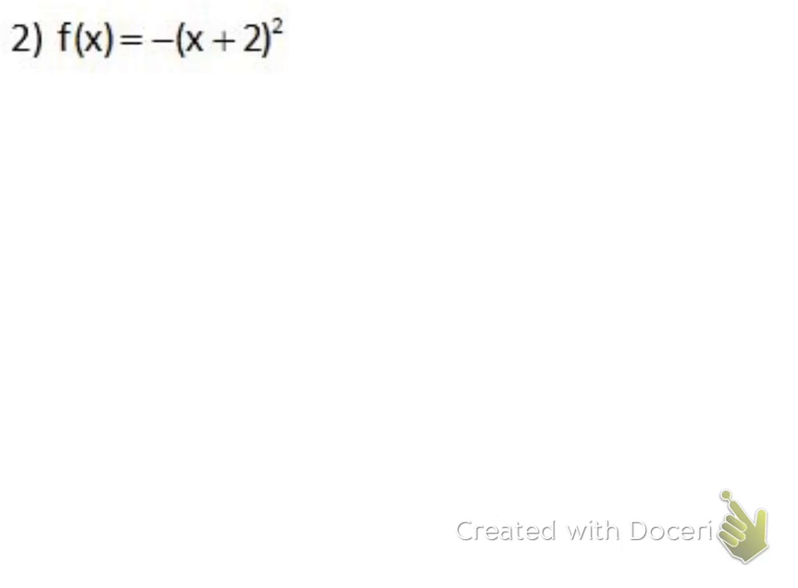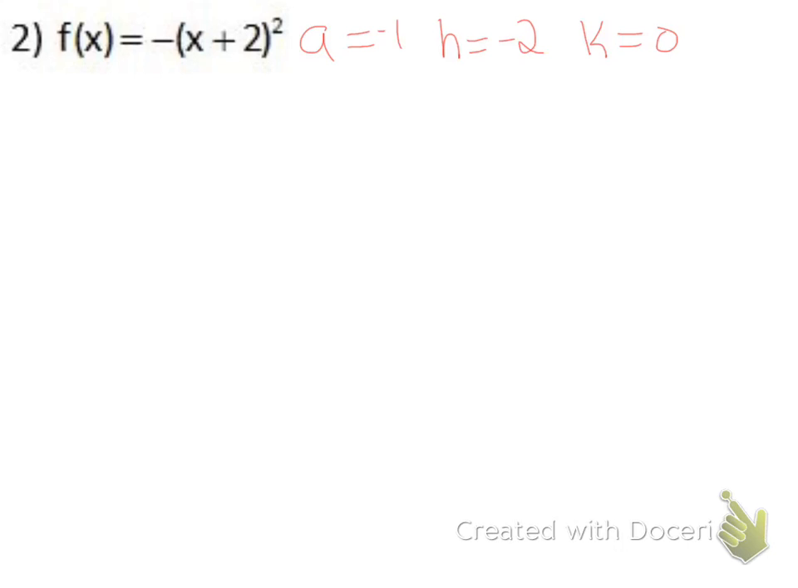Again, just like before, we start by identifying a, h, and k. Go ahead and take a moment, see if you can figure out what a, h, and k are. If you need to pause the video, do so now. Okay, hopefully you got the same values as me. That a is negative 1, h is negative 2, and k is 0.